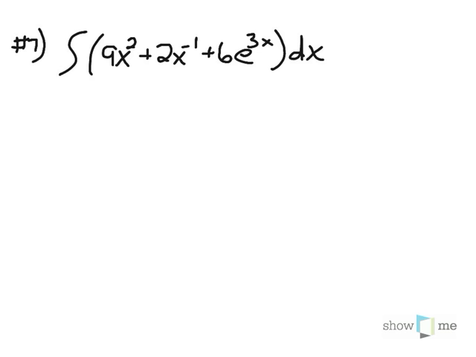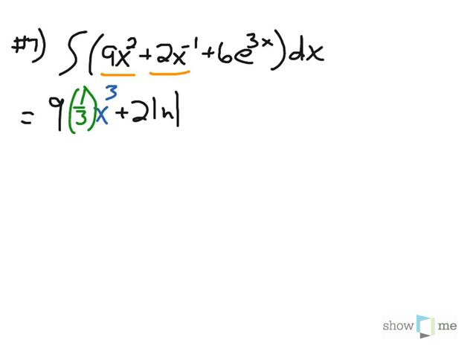All right, this next one, there's more than one term, so you just integrate each term. This first term, 9x squared, add 1 to the exponent, it would be x cubed. Then you multiply the 9 by the reciprocal of 3, which is 1/3. For the next term, 2x to the negative 1, x to the negative 1, once again, integrates into a natural log of the absolute value of x.